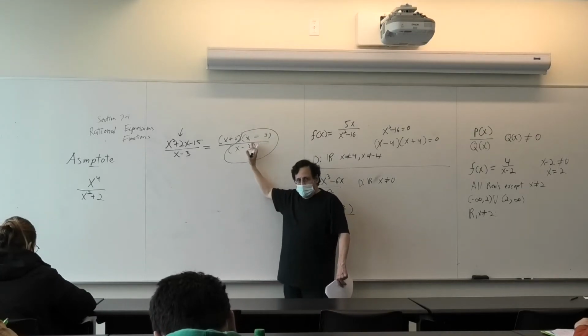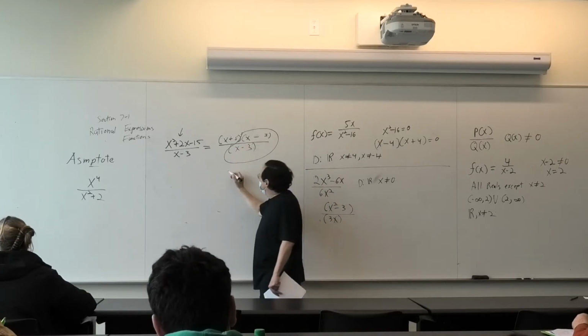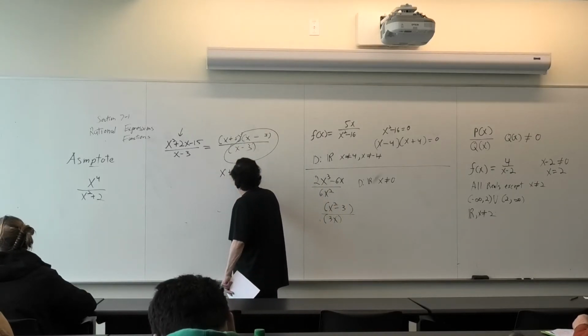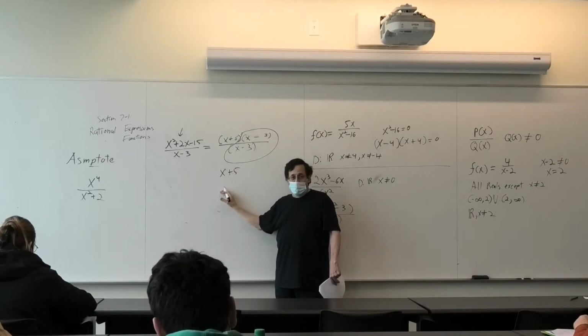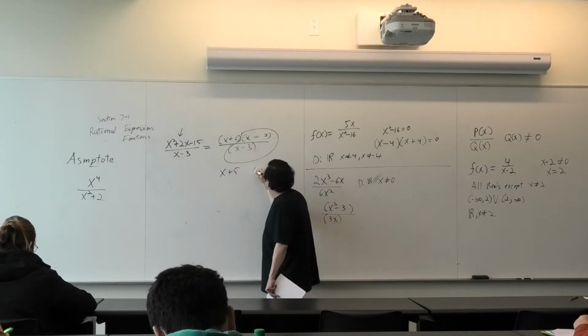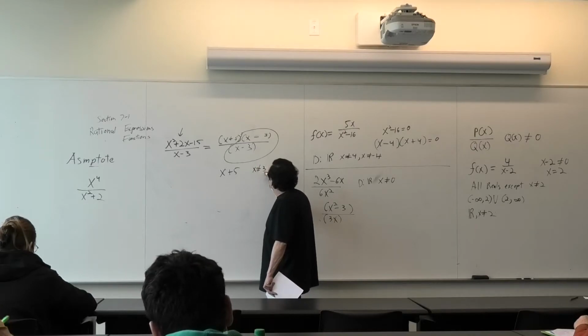this is 1. So I can simplify this to x plus 5, which is very simple, right? That's just a straight line, except I have to remember x cannot be 3.